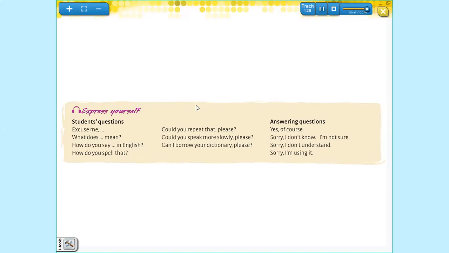Okay, guys, this is the language that you had to use. Excuse me, what does giraffe mean? For example, how do you say dog? I mean, how do you say vaca in English? How do you spell that? Could you repeat that, please? Could you speak more slowly, please, when you don't understand? Can I borrow your dictionary, please? Can I borrow your pen? Can I borrow your sharpener, please, etc.? Answer your question, yes, of course. Sorry, I don't know. I'm not sure. Sorry, I don't understand. Okay, please repeat. Sorry, I'm using it. Okay.